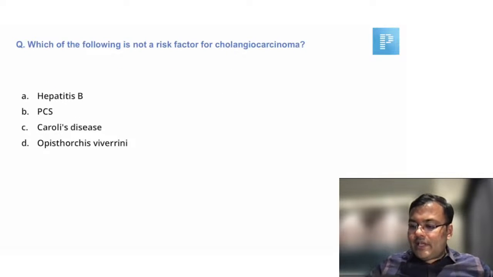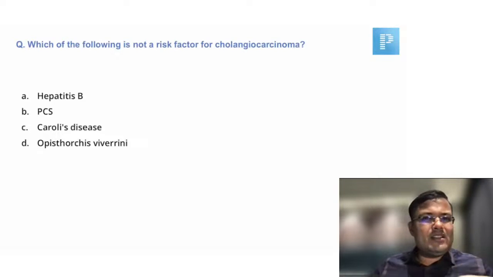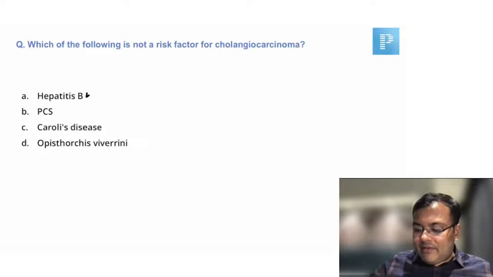Next, which of the following is not a risk factor for cholangiocarcinoma? If you have seen the papers from the last 2-3 years continuously, they're asking the risk factors for cholangiocarcinoma. You know, hepatitis B virus, hepatitis C virus, HIV. All these are risk factors.